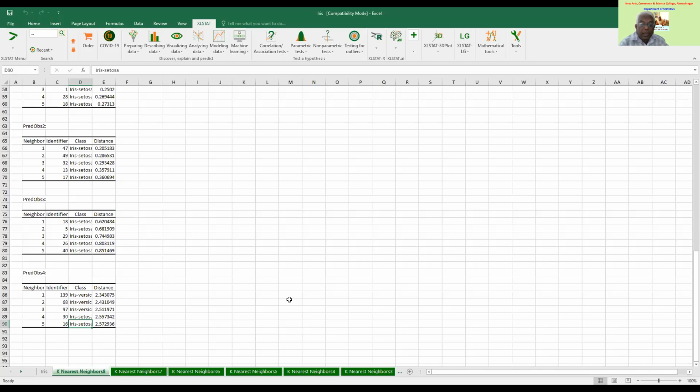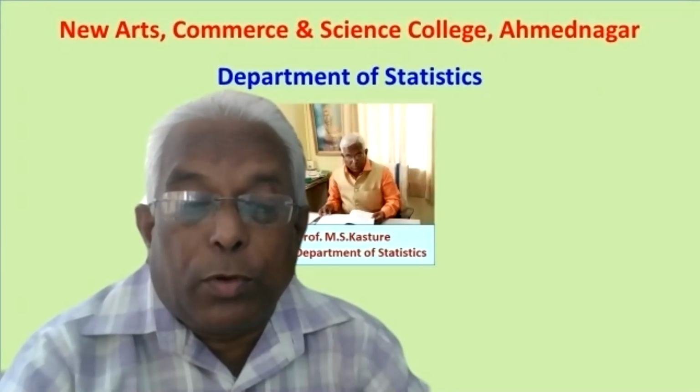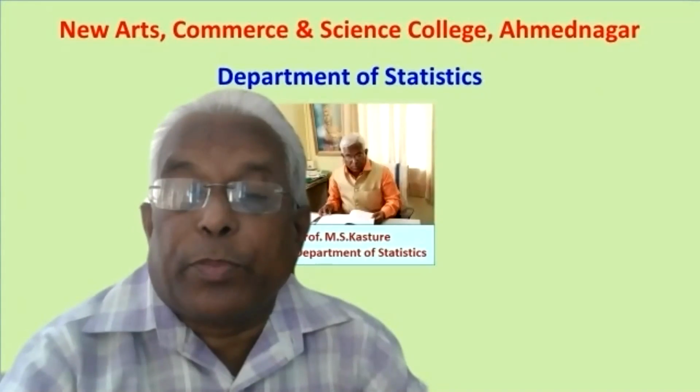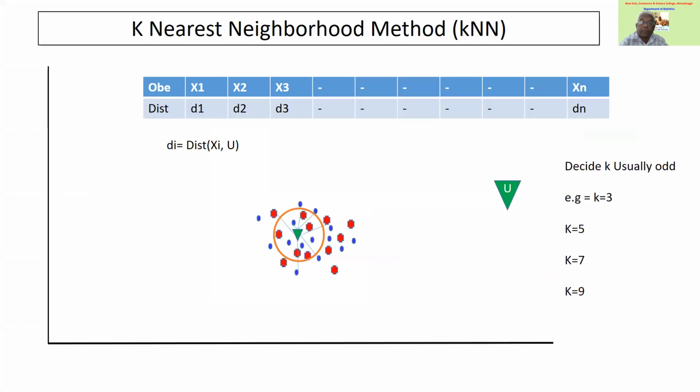Right? So this is the k nearest neighborhood method. I have shown you my slide on how to classify an unknown observation, and we have done this with our iris data. Correct? You can take k equal to 3, k equal to 5, k equal to 7, k equal to 9, and in the default XLSTAT it is k equal to 5.